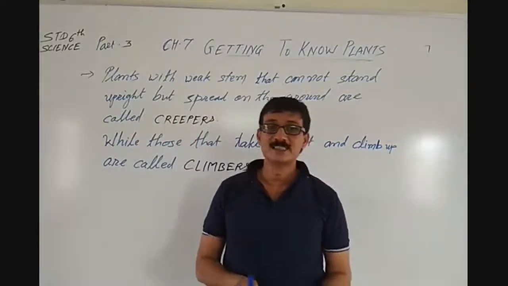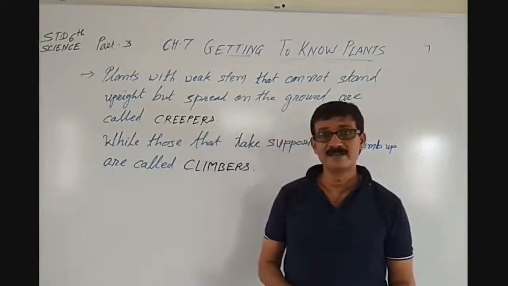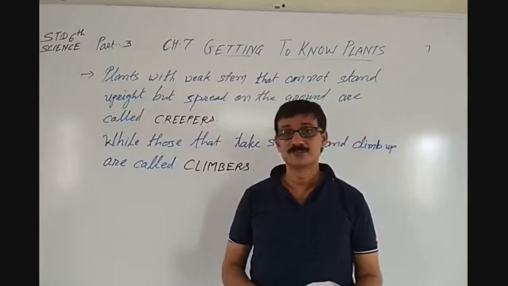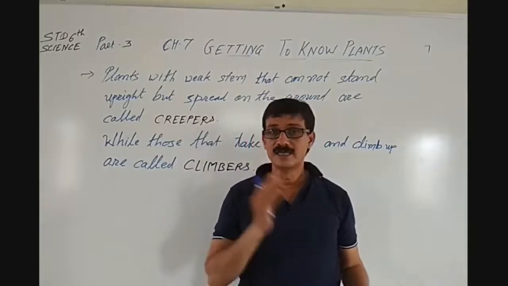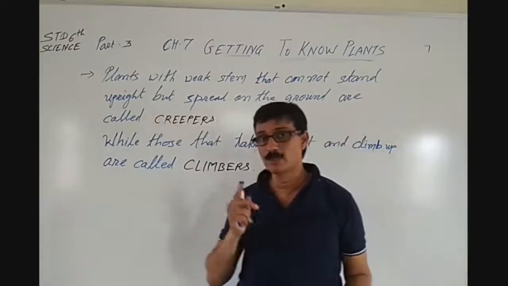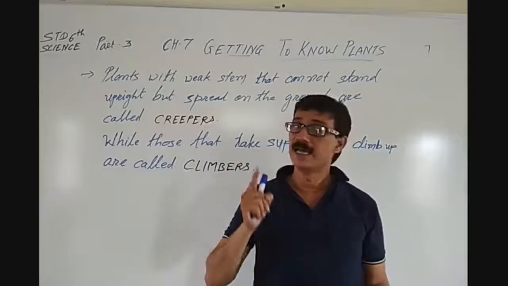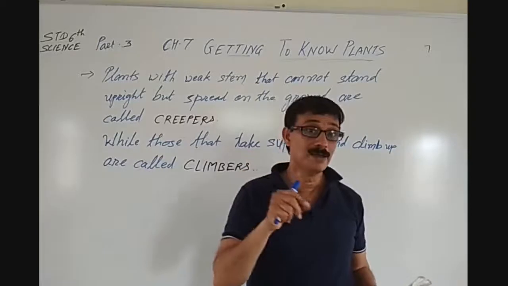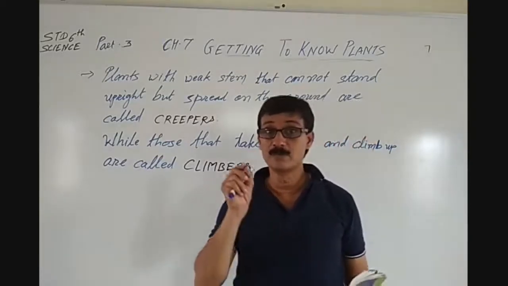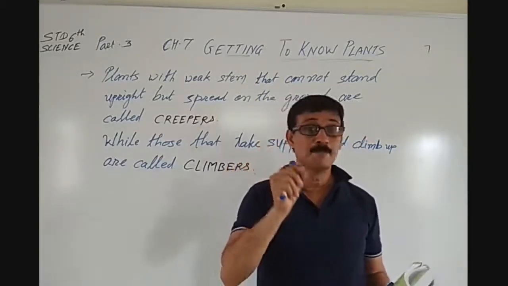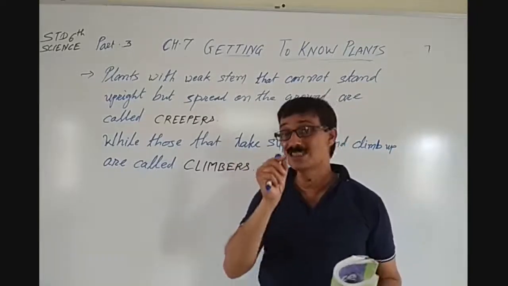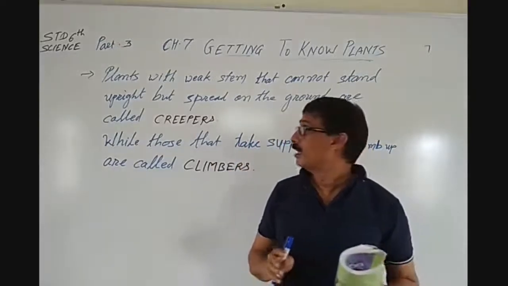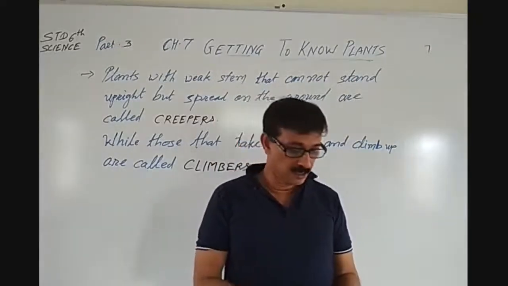Hello students, this is part 3 of chapter 7, Plants: Getting to Know Plants, of standard 6th science. In the last part we had discussed herbs, shrubs and trees, and we filled the table in which we saw some trees and plants which are herbs, shrubs and trees. Now in this part, let's go further.